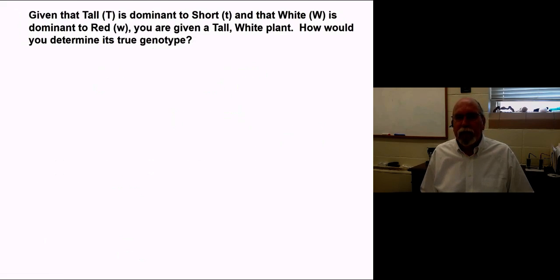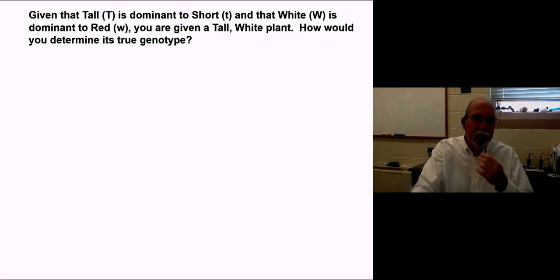Right? Now let's take a global problem. You're told about some dominant stuff. Tall is dominant over short, white is dominant over red, or you figure that out from the problem itself. And you're given a tall white plant. How would you determine its genotype? It's tall and white. Well, it's got a big T, it's got a big W, but I don't know if it's a homozygote or a heterozygote. I don't know what it could be, right?